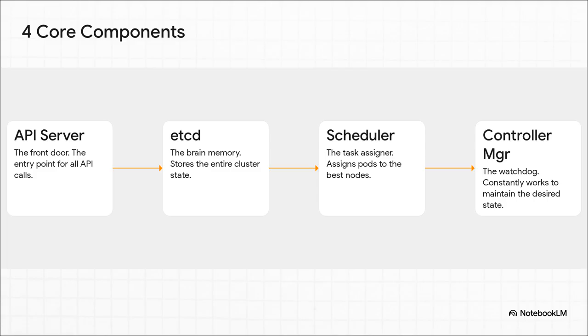Then the scheduler, think of it as the city planner, sees this new request and says, where should this go? It finds the perfect worker node, the perfect building for your app. And finally, you have the controller manager. This is the city's army of watchdogs, constantly patrolling and making sure that what's actually happening in the city matches the plan in the record book.